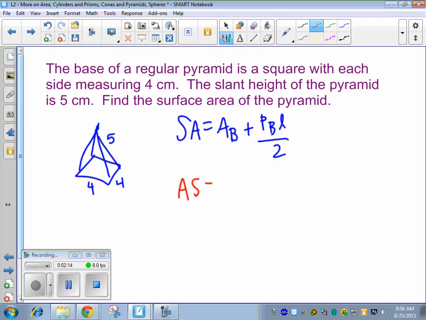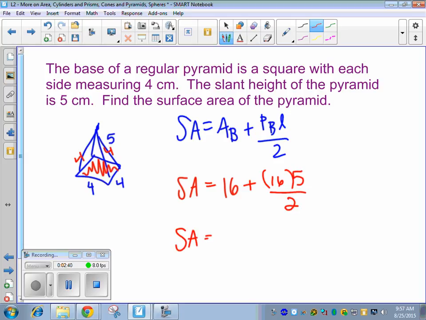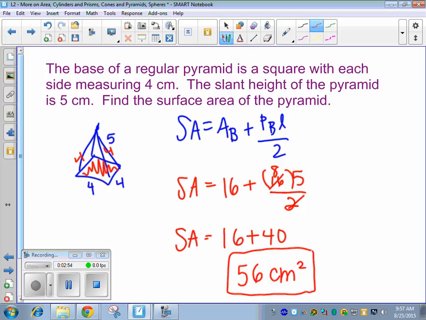And so surface area is equal to area of the base, which would be this square, 4 times 4, so that's 16. Okay. Perimeter of the base would be the distance all the way around, so that's 16. And they're giving us the slant height here, which is 5 divided by 2. So the surface area is equal to 16 plus, we could cross cancel that, 8 times 5 is 40, so we get 56. And surface area is still just area, so centimeters squared.